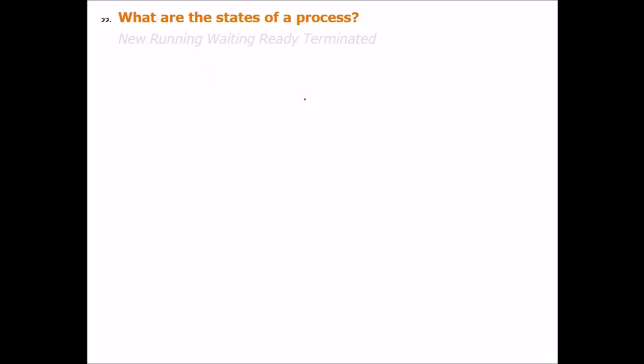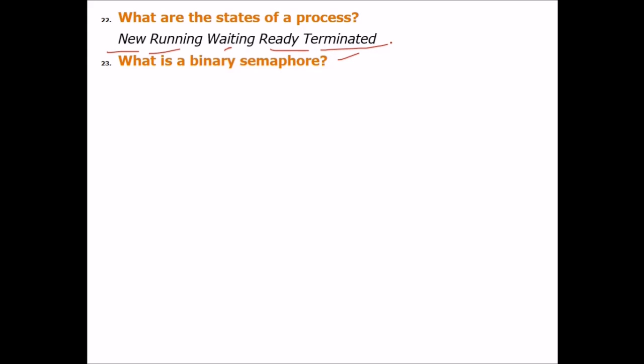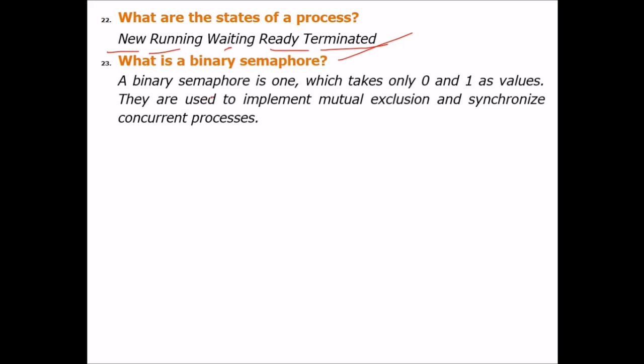What are the states of a process? A process can be in various states in its life cycle: new, running, waiting, ready, and terminated. What is a binary semaphore? A binary semaphore is one which takes only 0 and 1 as values, as we just discussed, and it is used to implement mutual exclusion and synchronize concurrent processes. For mutual exclusion and synchronization of processes, this binary semaphore is used, which can take only the value 0 or 1.